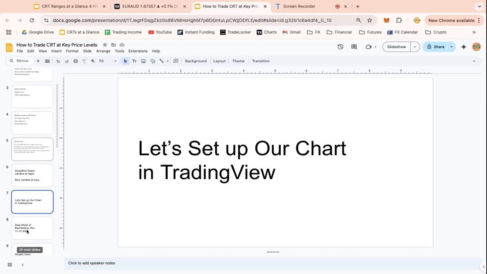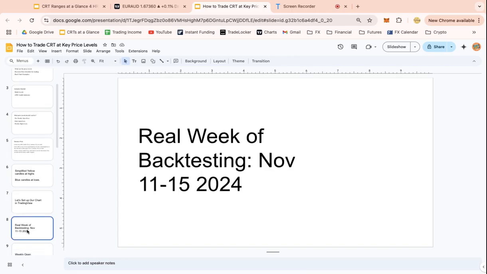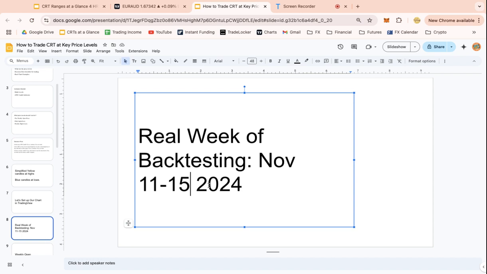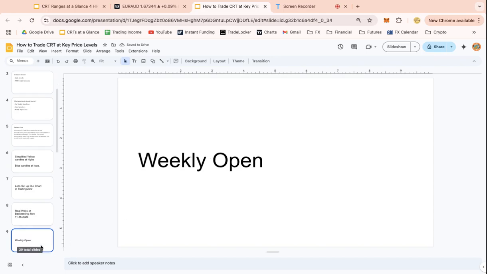So we set up our chart in TradingView. So now let's take a look at some real back testing. So this is the week of November 15th, 2024. Sorry for my overseas folks, I'm in America, so we write day, month, year. But this is November 15th, 2024, if you want to look at this. Okay. So let's take a look.